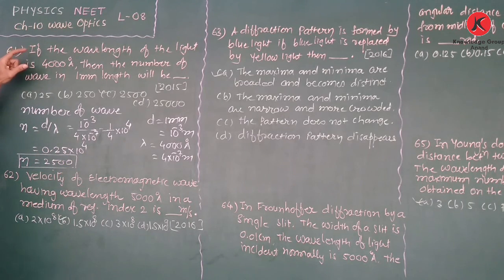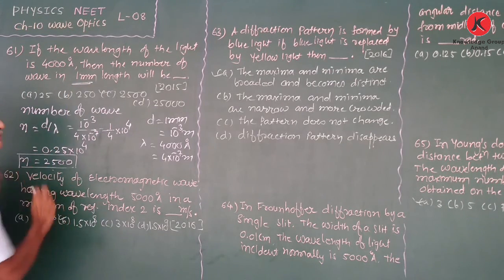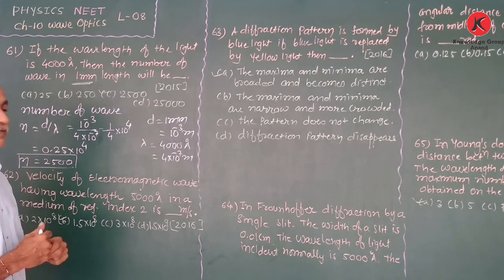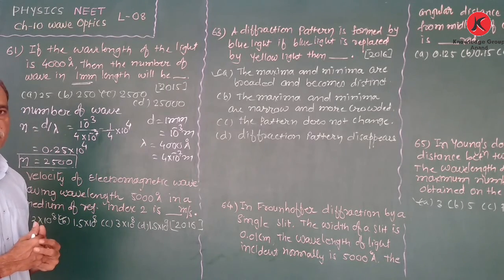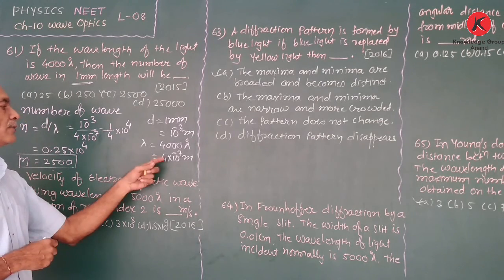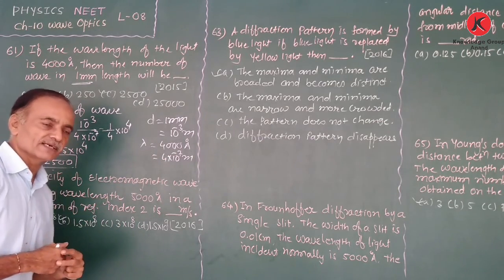Again, here the wavelength of the light is given as 4000 angstrom. Corresponding to wavelength 4000 angstrom, how many waves are in 1 millimeter distance? So the equation is that the number of waves in distance d, n is equal to d upon lambda. Distance d is given as 1 millimeter, convert into meter, 10 to the power minus 3 meter. Wavelength is given as 4000 angstrom, therefore 4 into 10 to the power minus 7 meter.